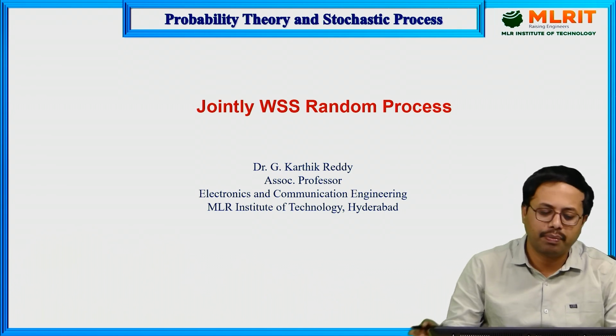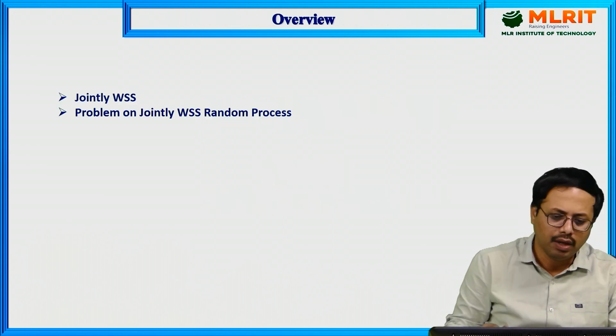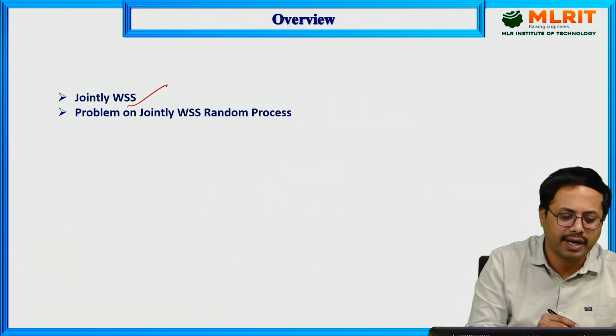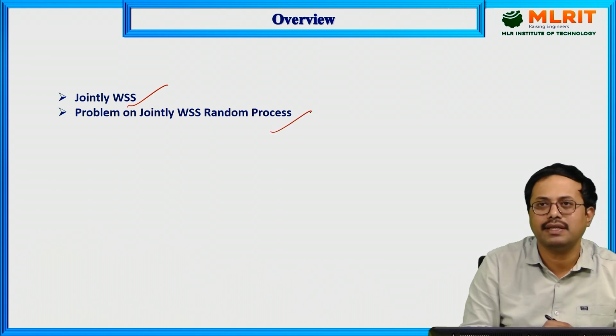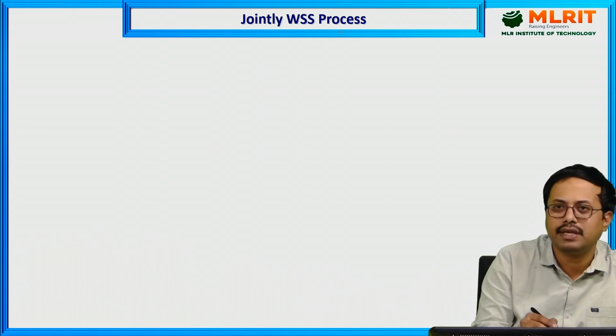Today's session topic is jointly wide sense stationary random process. In this session we are going to discuss the concept of jointly wide sense stationary and a problem related to jointly wide sense stationary random process. What is the definition of a jointly wide sense stationary process?